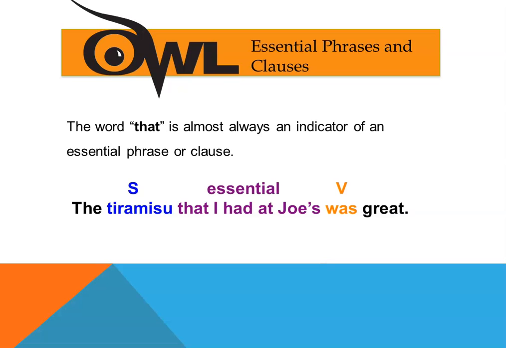So the word that is almost always an indicator that a phrase is essential to a sentence. So the tiramisu that I had at Joe's was great. Okay, now we could just say the tiramisu was great, and that would be a complete thought. However, we're talking about a specific tiramisu that we ate. It was a tiramisu from Joe's house. That was a great tiramisu. So that's why this part of the sentence becomes essential. So we do not set it off with commas. It just stands alone. No commas at all in this sentence.